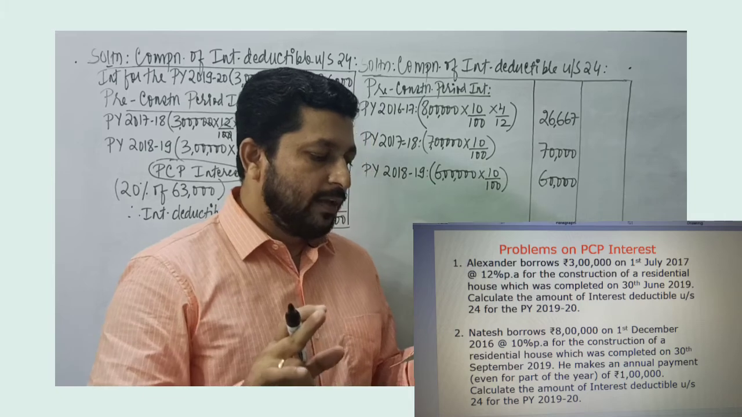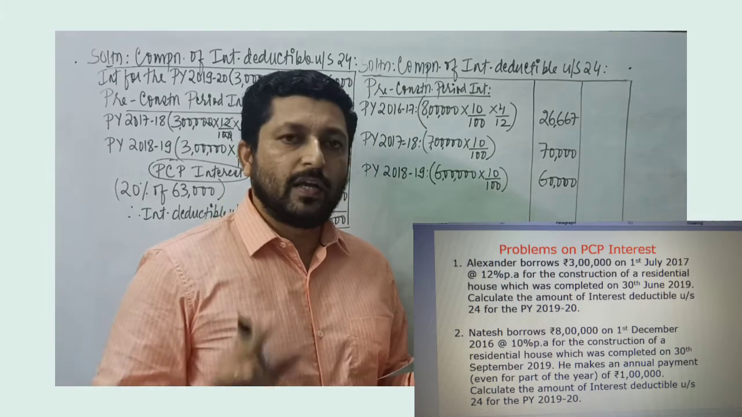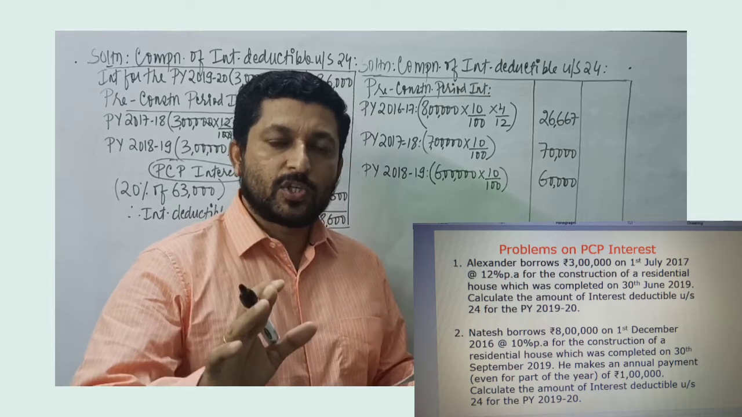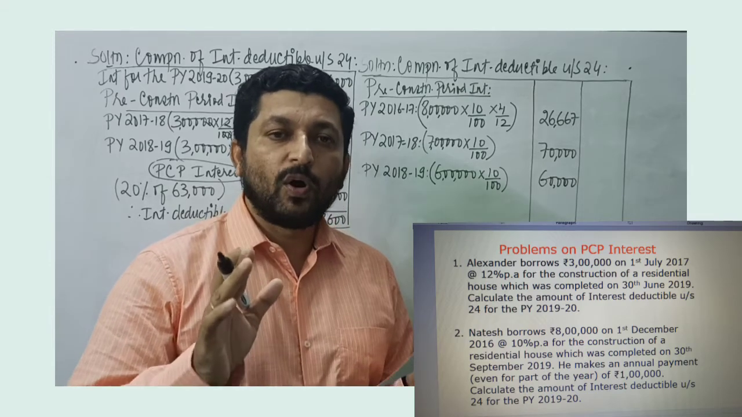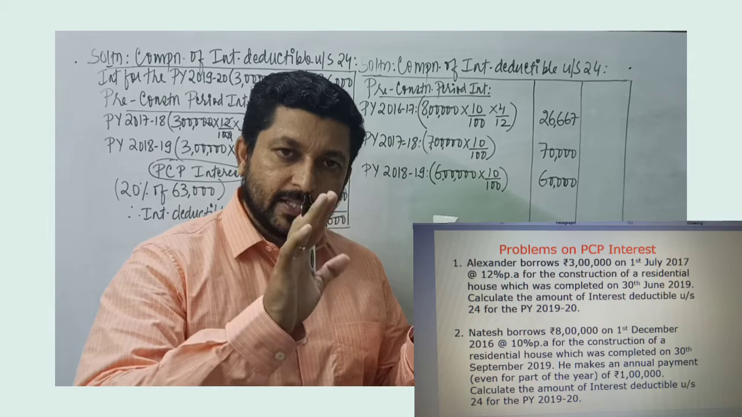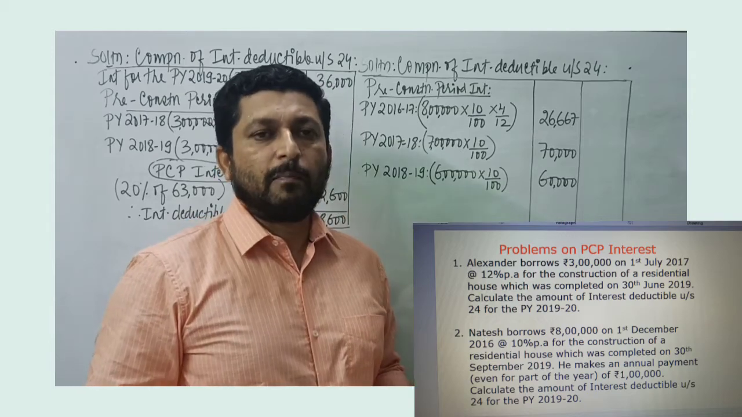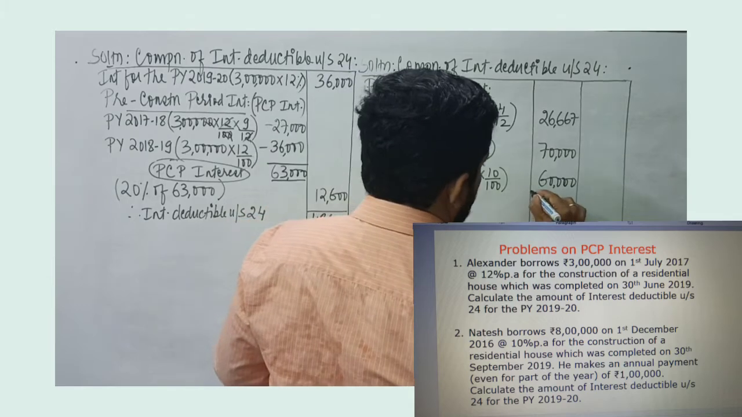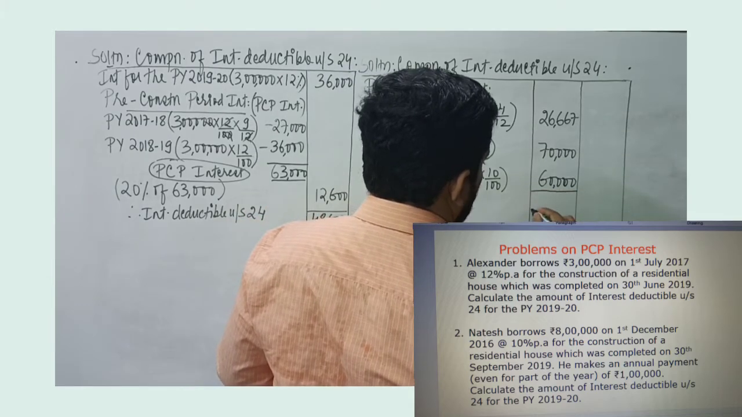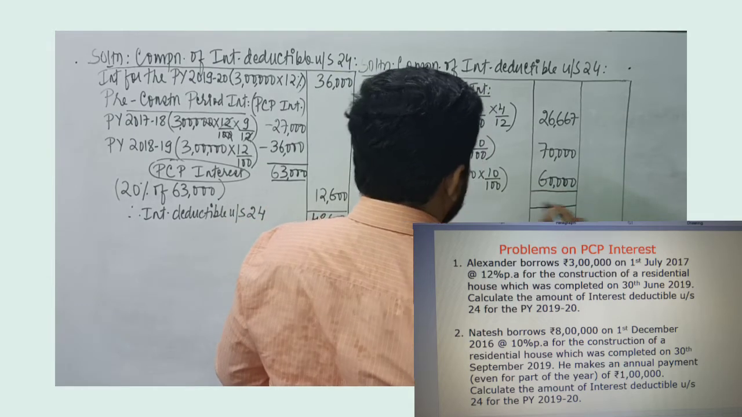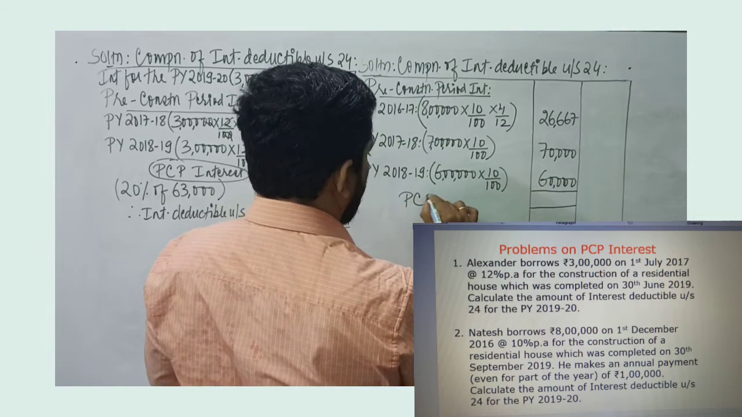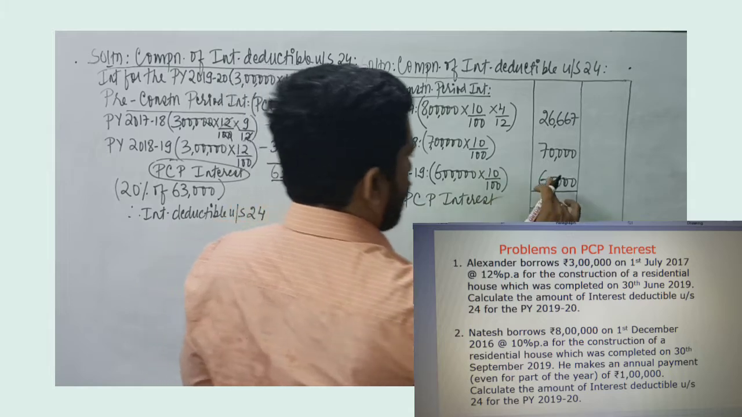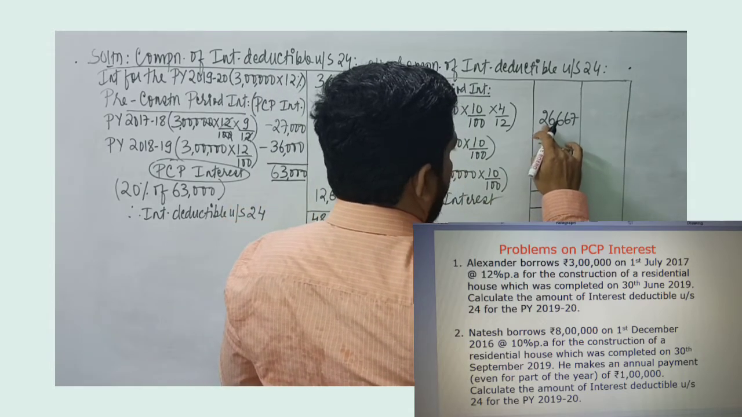But we know that the construction was completed on 30th September 19. That is, in the year 19-20 construction is completed. Interest for 19-20, the year in which the construction is completed, will not form a part of PCP interest. So I will just mention over here, PCP interest works out to 1,56,667.